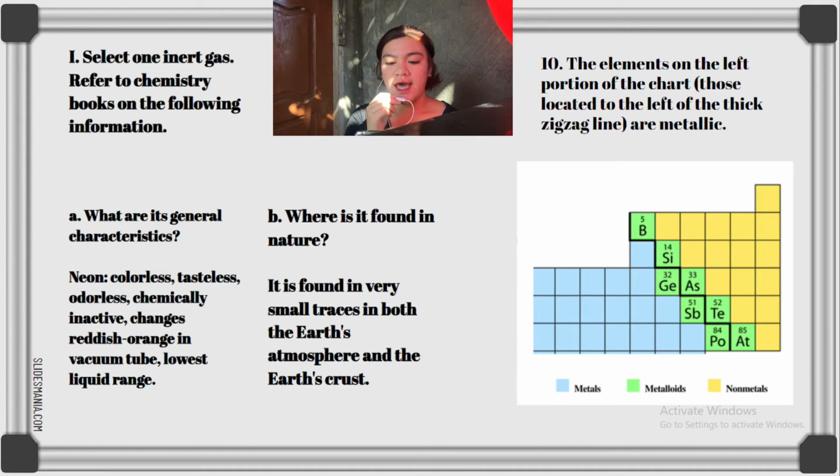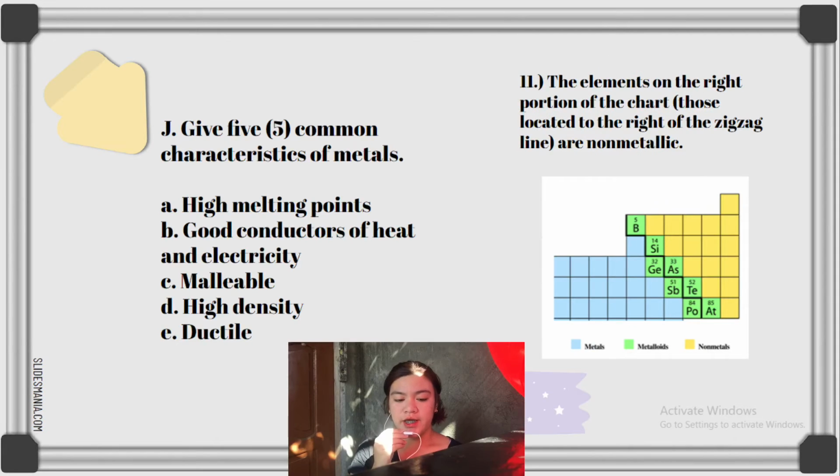Number 10. The elements on the left portion of the chart, those located to the left of the thick zigzag line, are metallic. Letter J. Give 5 common characteristics of metals. A. High melting points. B. Good conductors of heat and electricity. C. Malleable. D. High density.